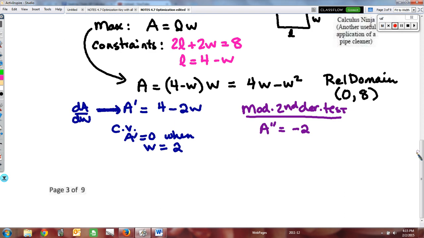And notice, that's the key thing here, that the second derivative, A double prime, is less than 0 for all values of w in the relevant domain. And that is what we need for our second derivative test. If the second derivative is negative, then we know that our function on the relevant domain is always concave down. And concave down always means you must have a global max. All right, so let's go.